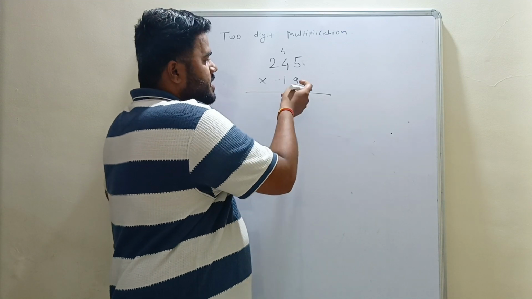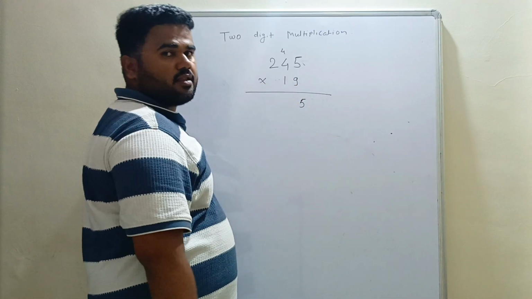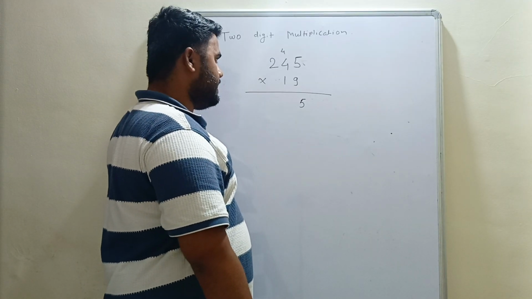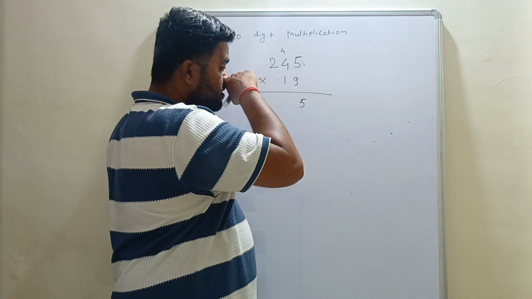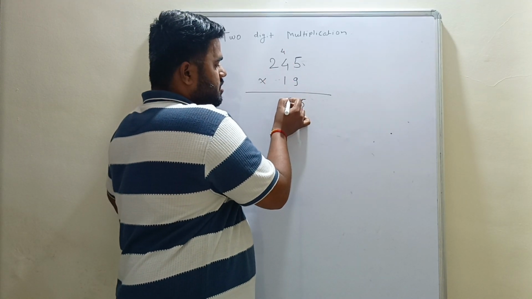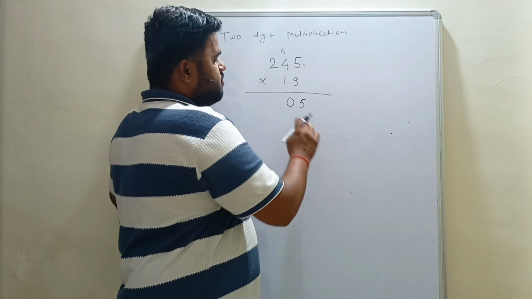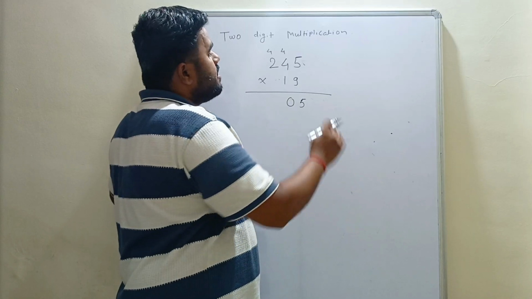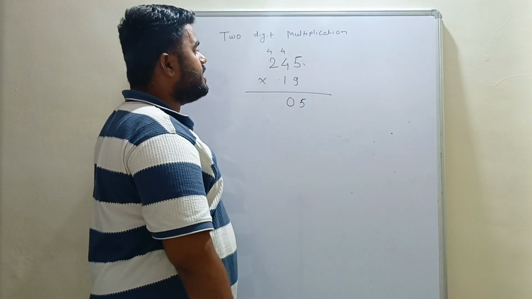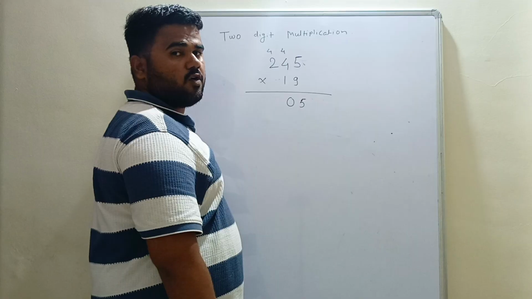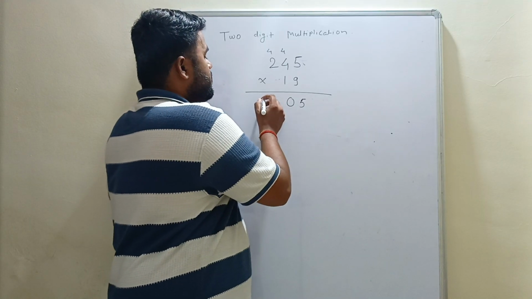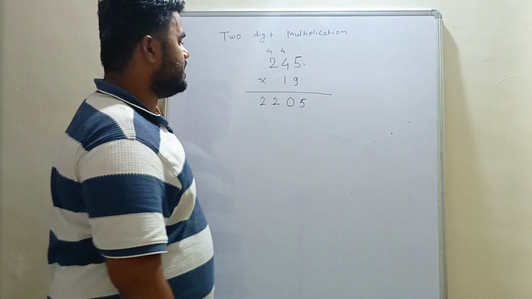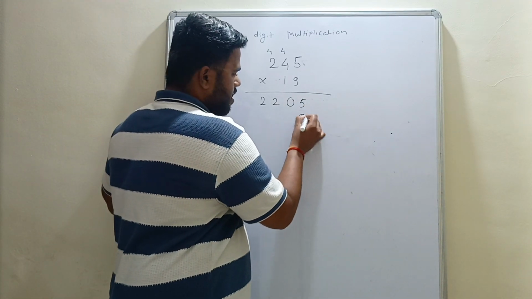Okay. Next 9 4s are 36. 36 plus 4 is 40. Put 0 here and take 4 carry. 9 2s are 18. 18 plus 4 is 22. This is two layer multiplication. That's why we will take a cross here.